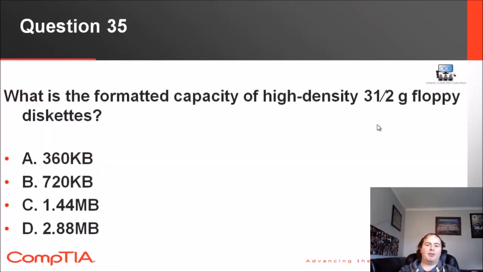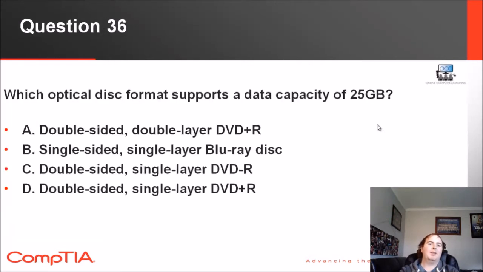What is the formatting capacity of a high density 3.5-inch floppy diskette? We've got 360 kilobytes, 720 kilobytes, 1.44 megabytes, 2.88 megabytes. This is the pretty standard floppy disk we know, and I remember seeing this when I was young. 1.44 megabytes is the answer.